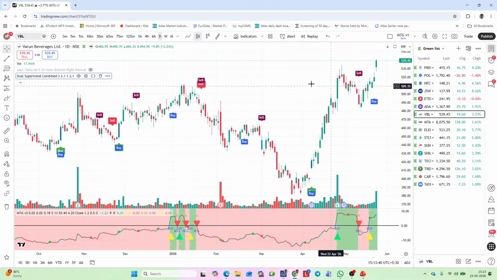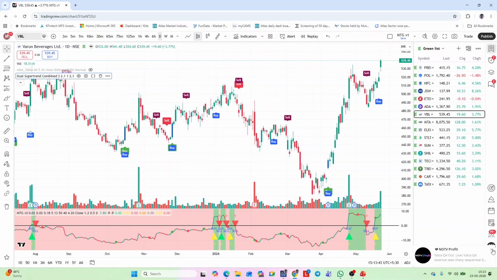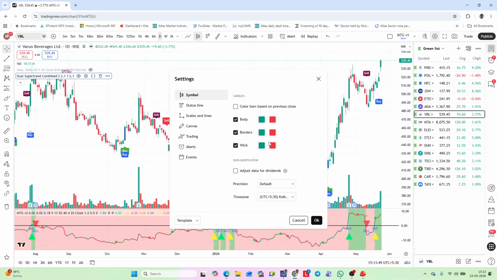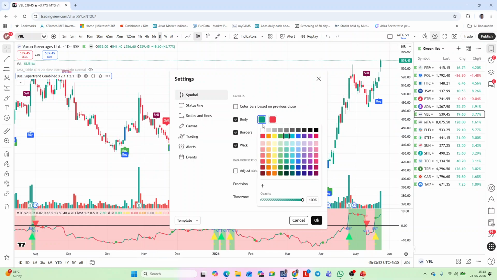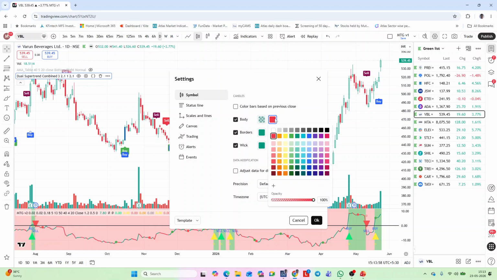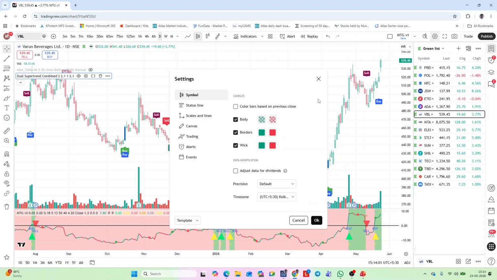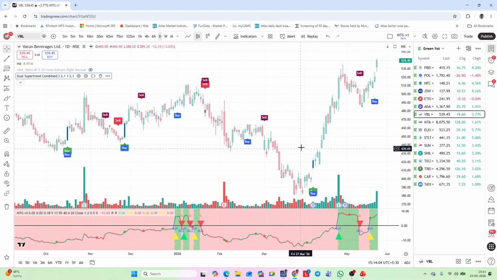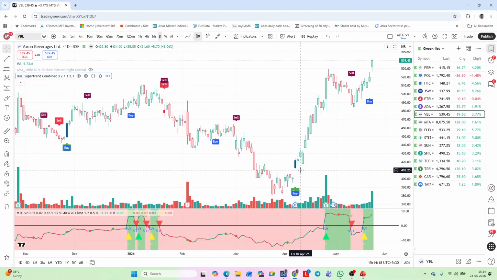Now, to make a bit more difference in terms of viewing, I will change the original color of these candles and make it light. I just want to see the candles which I want to see. So I will just keep it like this. Now you can see this dark blue candle, which is clearly visible to me on the chart. This candle is formed in dark blue, and I can see it very clearly.